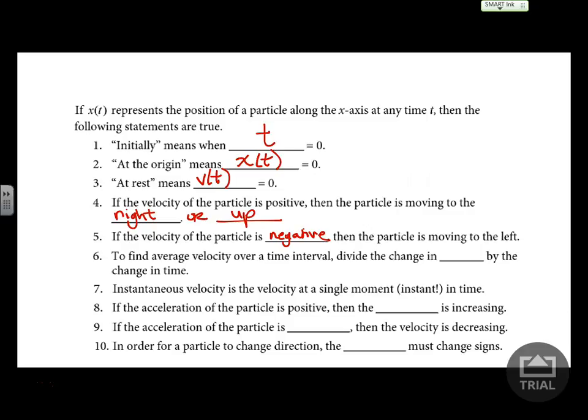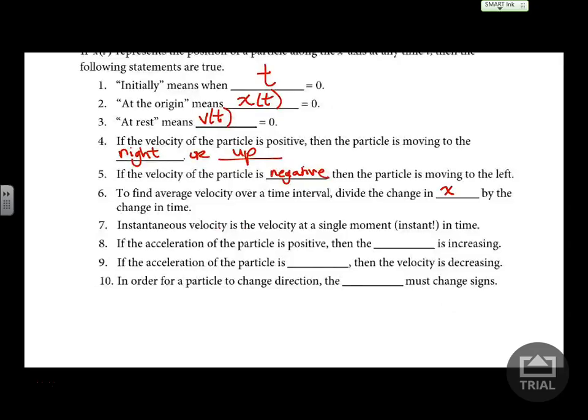Okay, number 5. Nope, 6. Define average velocity over a time interval. Divide the change in position by the change in time, which was the formula that we just wrote down a second ago. x of b minus x of a all over b minus a, right? Number 7 is true. It's not really a true or false question. There just isn't a blank for whatever reason.